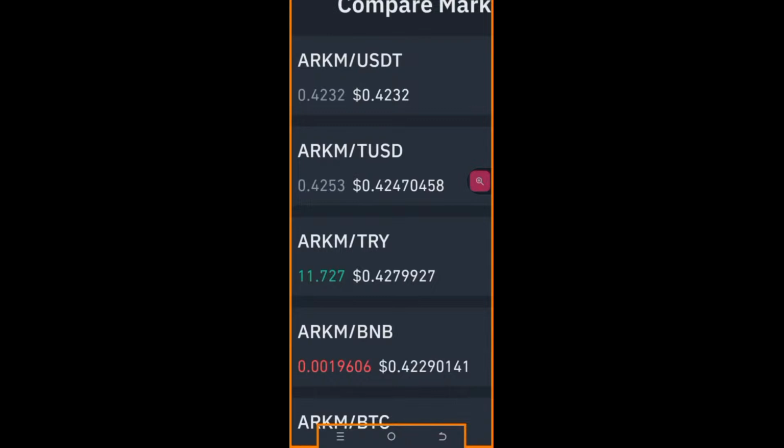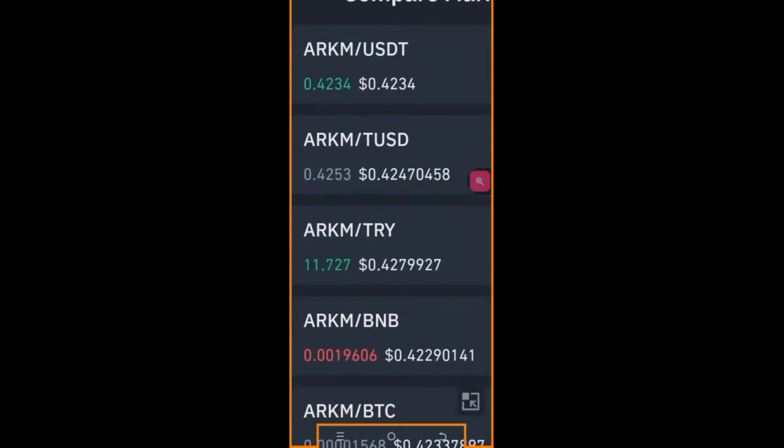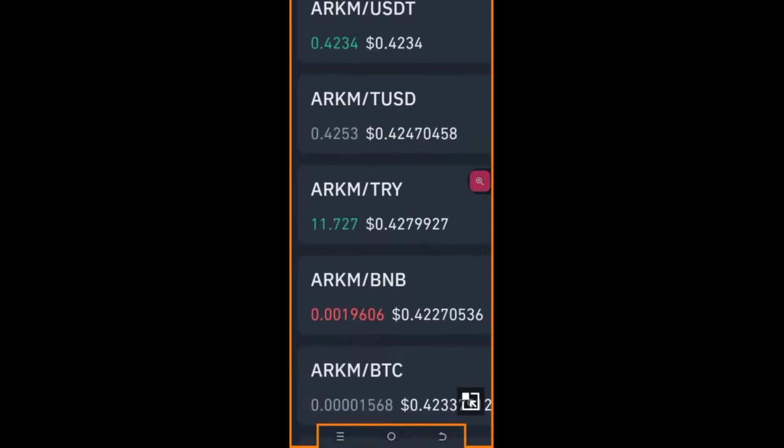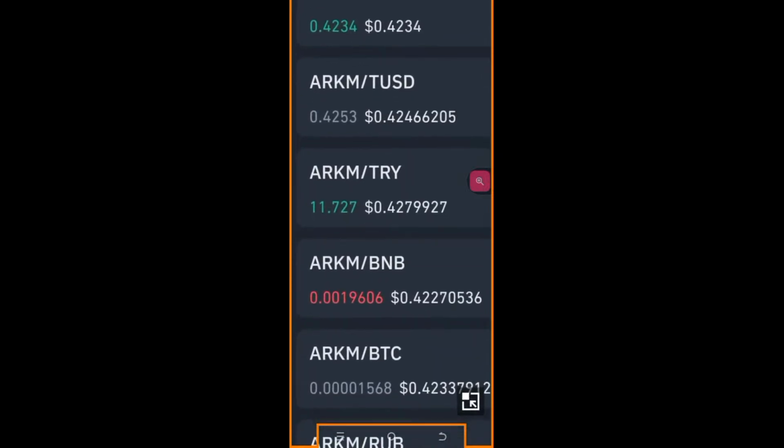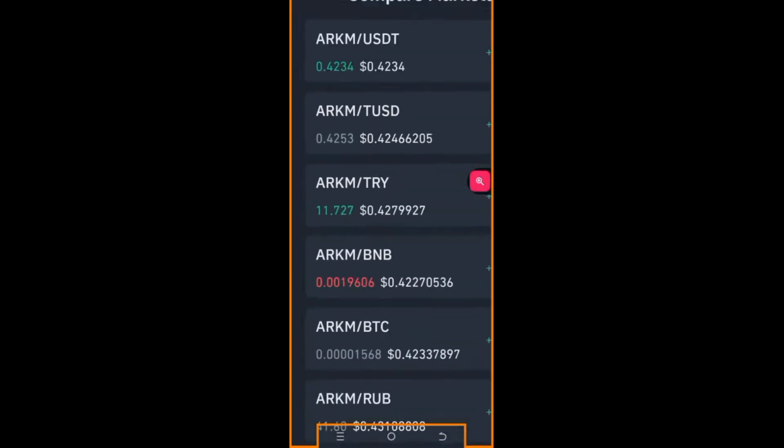So now this is 42 cents. You can see that ARKM USDT is 42 cents, that's 0.4232. You will see that TUSD is 4247, right? There's a difference between 32 and 46. Can you see that? The first two numbers are the same. You can see here ARKMTRY is 4279, and that's how it goes. So that's how you spot the differences, right?